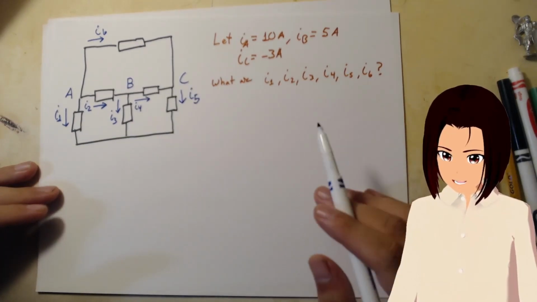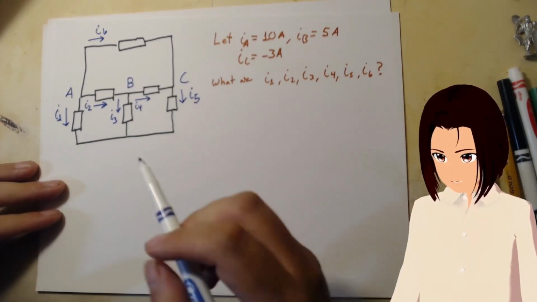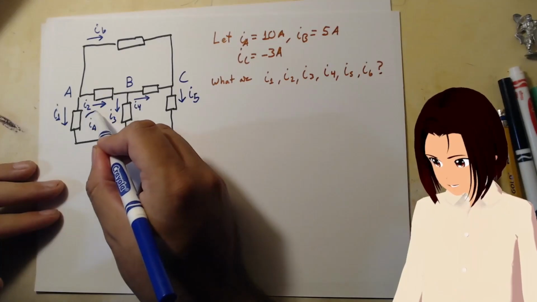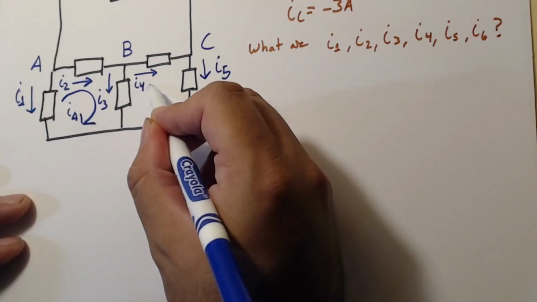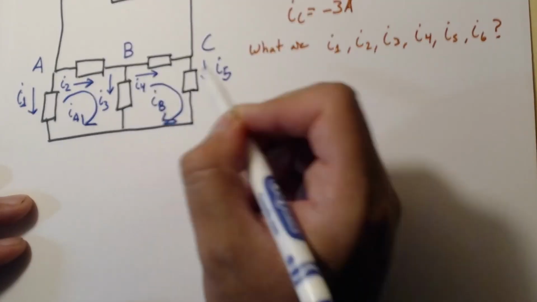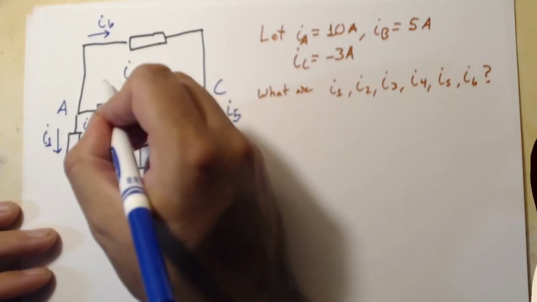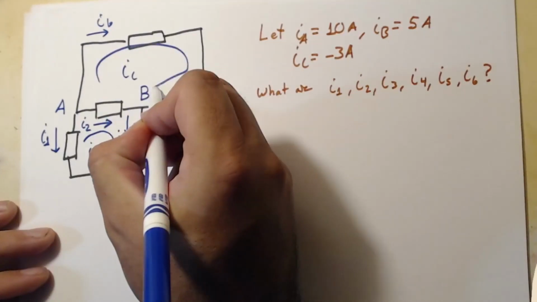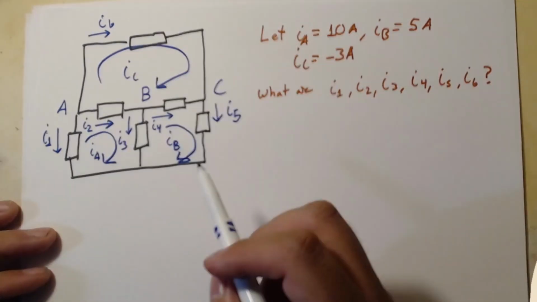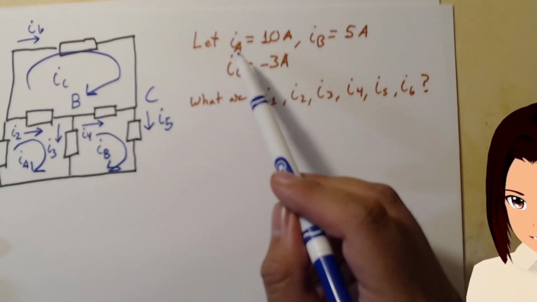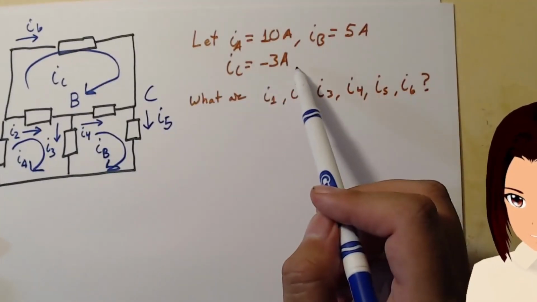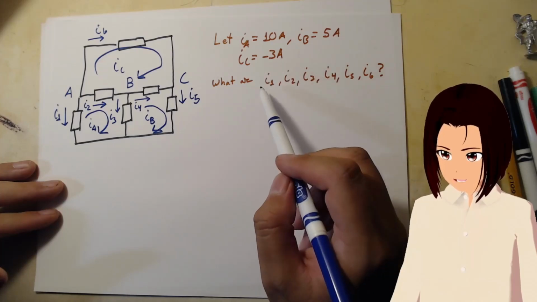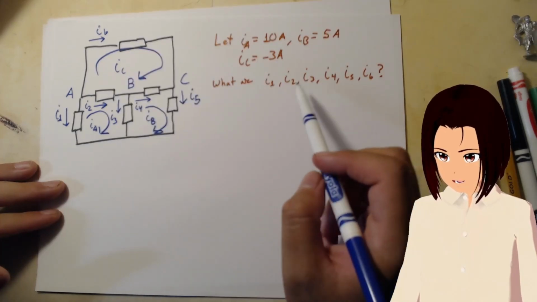We have our mesh A, and it's going in this direction, and we have our B mesh, going this direction, and our C is up here, going in that direction. Now we know that IA is 10, IB is 5, and IC is negative 3. So this is given to us, and now we have to find all the currents.